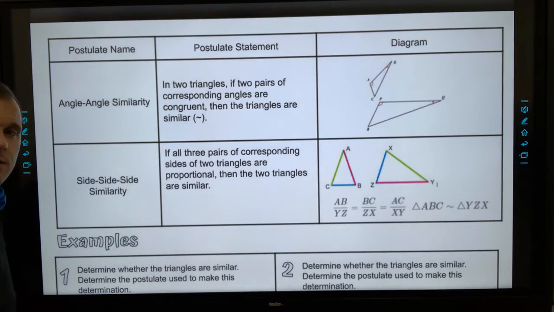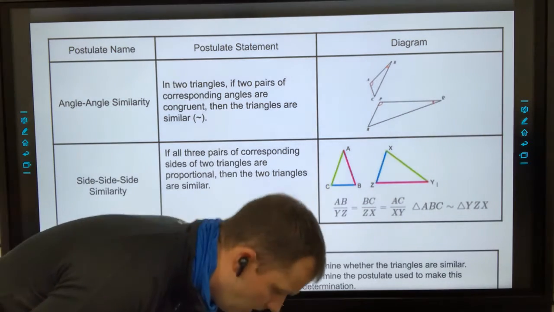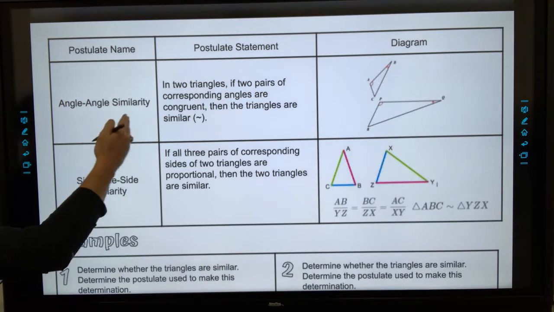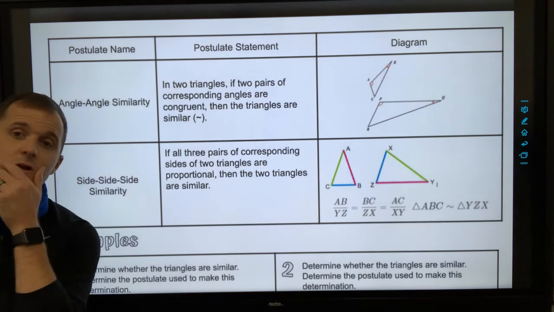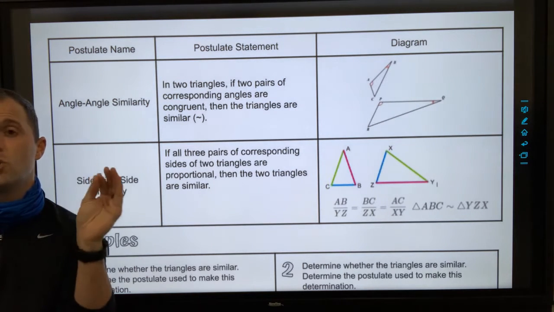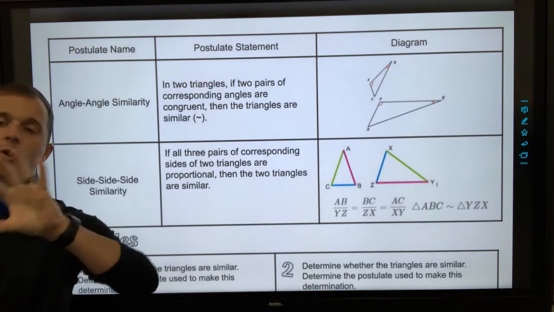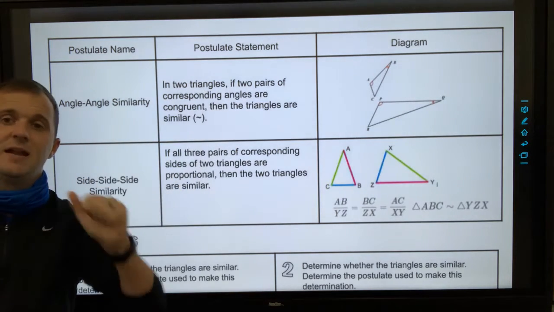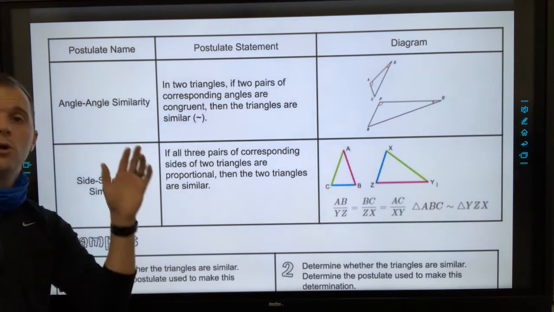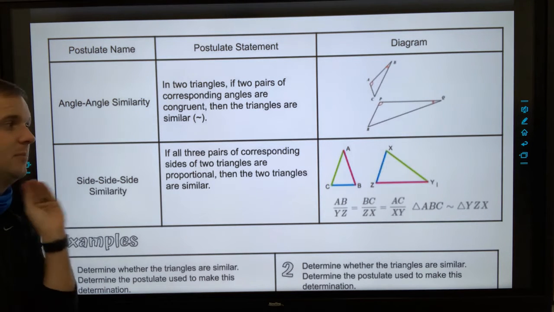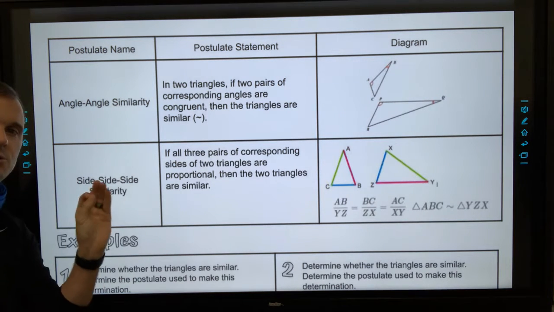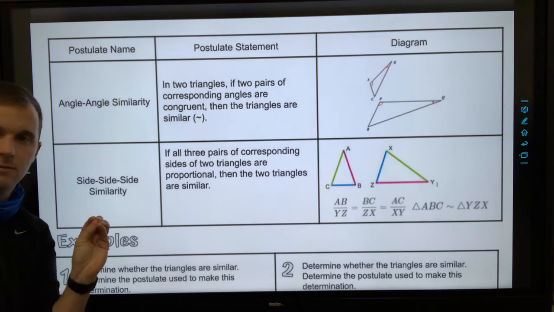All right guys, so the two postulates that we're going to look at today are angle-angle similarity and side-side-side similarity. I want to make sure y'all understand, do not get this confused with congruent postulates. We learned all these different postulates to find out if two triangles are congruent. We're using these two to figure out if they are similar, okay? Similar means not the same measurement, but they're the same shape, okay?